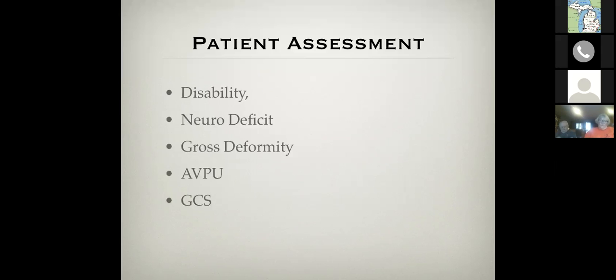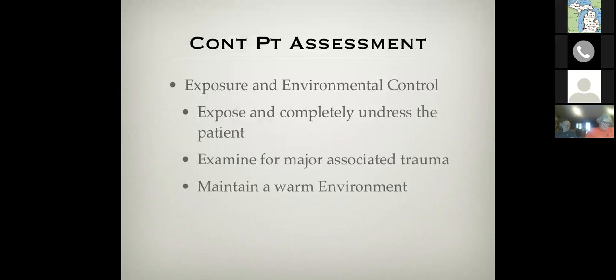Now, obviously, for disability, you're checking for neuro deficits, pulse, motor, sensation, and you're checking for gross deformities. You're using either your AVPU or your GCS, whichever one you feel comfortable using. But just keeping all of these things in mind is ultimately going to be best for your patient. In exposure, when you're dealing with a trauma patient, I'm sure most of us were taught to cut their clothes off. We need to check for injury. Ultimately we're doing this because we're examining for major associated trauma from this event.